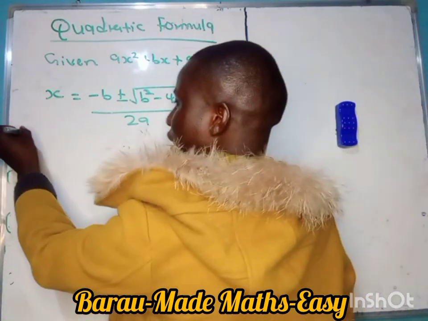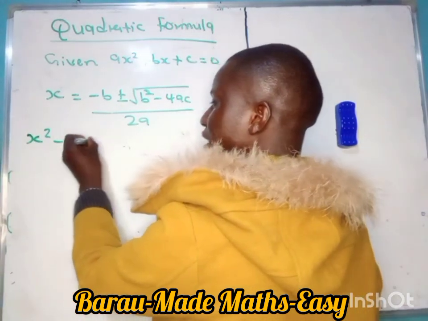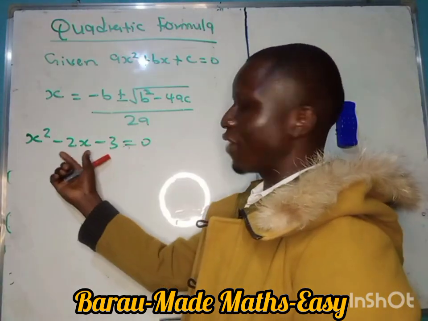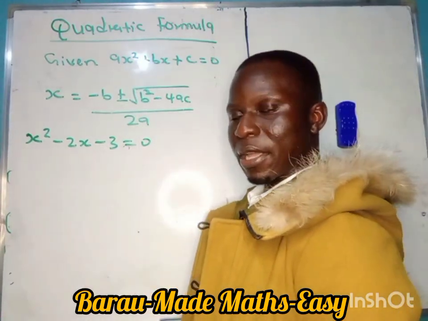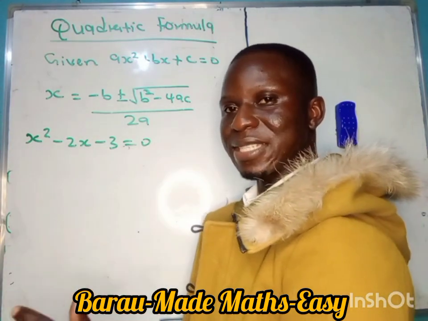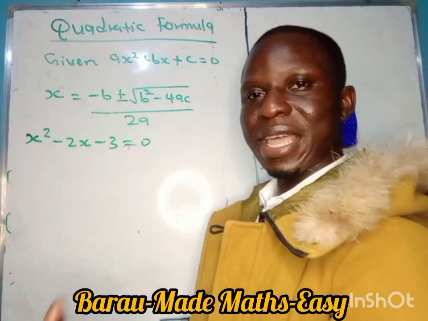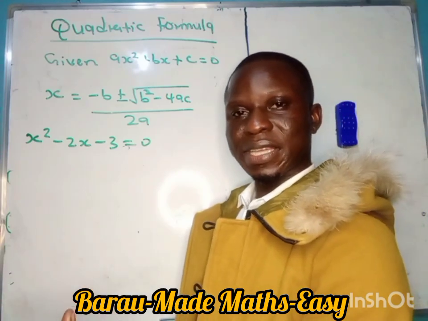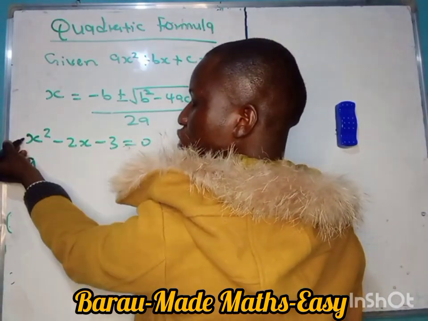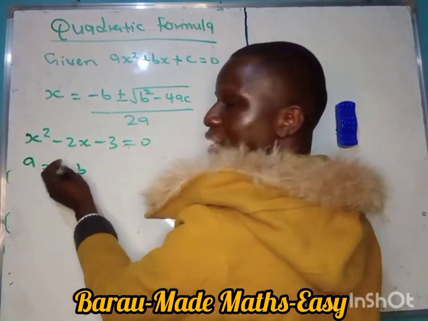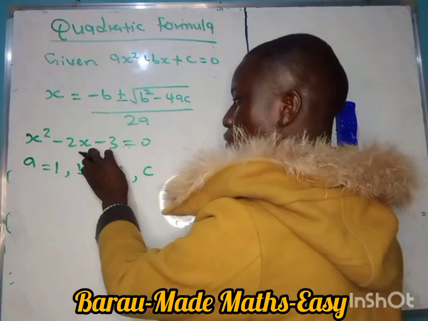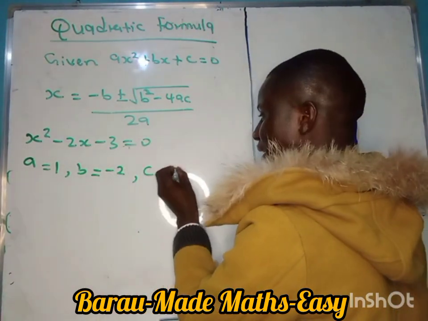Suppose we are given the quadratic equation x squared minus 2x minus 3 equals 0. How do we apply this formula to get the values of x that will satisfy this equation? The first thing to do is to identify our a, b, and c. Don't forget, a, b, and c represent the numbers next to x squared, x, and the constant respectively. So in this case, our a, which is the number next to the square term, is just 1. Our b, the number next to x, is negative 2. And our c, which is the constant, is negative 3.